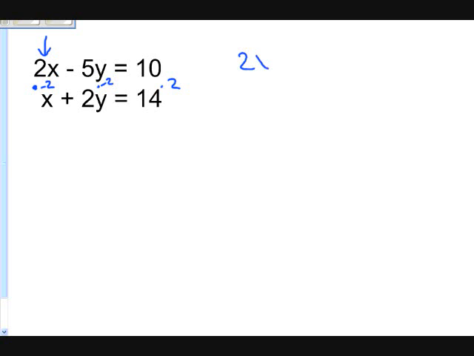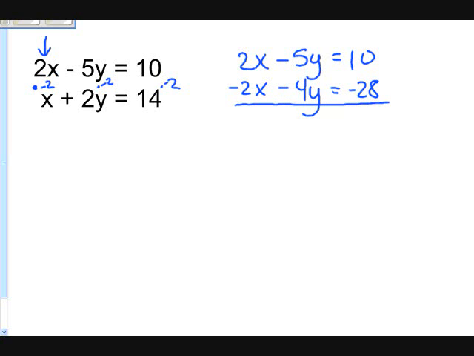Okay, so I'm going to rewrite these. So we have 2x minus 5y is equal to 10. That's my top equation. Now on the bottom one, we multiplied everything by negative 2. So this becomes negative 2x. And then 2y times negative 2 would give me a negative 4y is equal to, and I multiplied that by negative 2 as well, so 14 times negative 2 would give us a negative 28. Now when you take a look at this, my x's are set up to be eliminated. So we can go ahead and eliminate these x's.